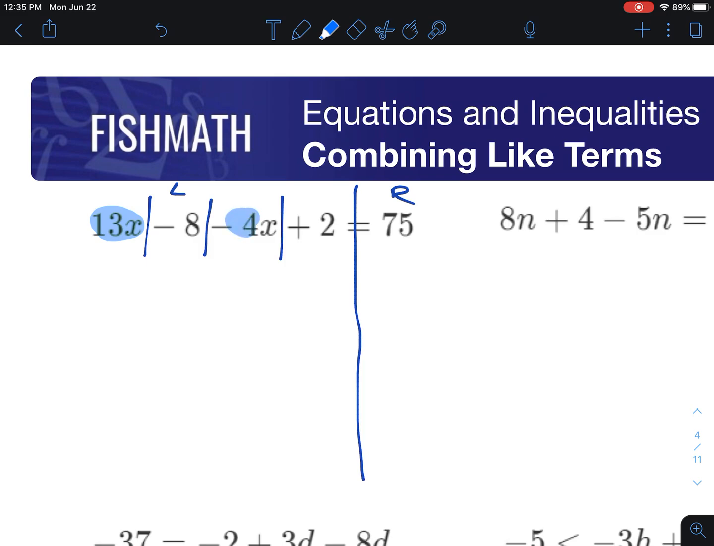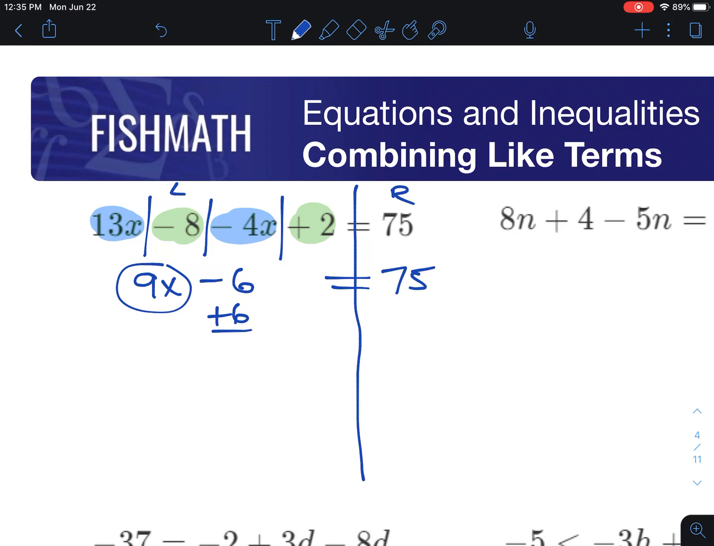The x's go together, and the constants go together. That'll help you simplify. So 13x take away 4x would be 9x. Negative 8 and a plus 2 would be a minus 6. And then just bring down the equal sign and the 75, and you're back to a two-step equation. Circle the variable, can't touch this. Move the minus 6 by adding it over. This is 81 equaling 9x. Divide both sides by 9, and you've got your answer.